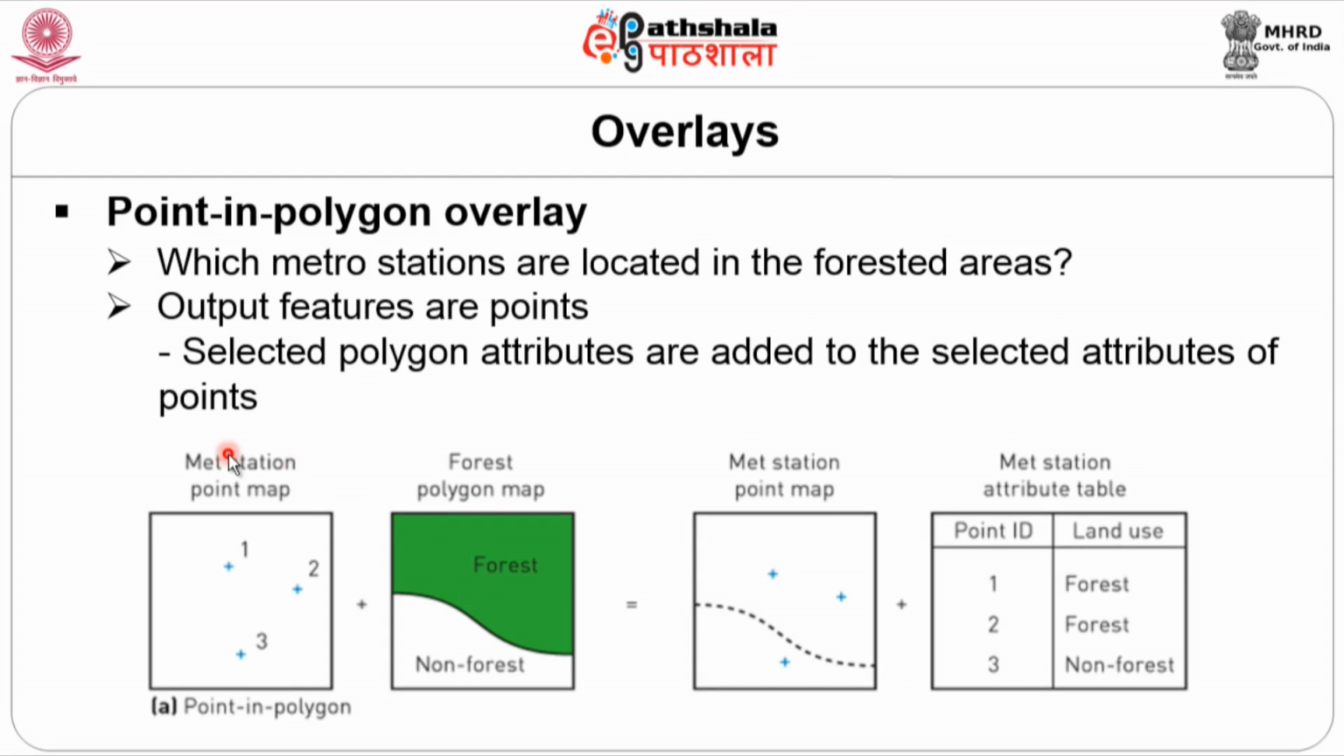So, we are talking about, say, point in polygon overlay. You would like to know which metro stations are located in the forest areas. So, that is your requirement. This is the layer which consists of your metro stations, and this is the layer which is your forest map, showing the forested area and the non-forest area. The condition is that the metro station is located in forest areas. So, you do not have to worry about these things because they are all in the non-forest area, but here they are all in your forest area.